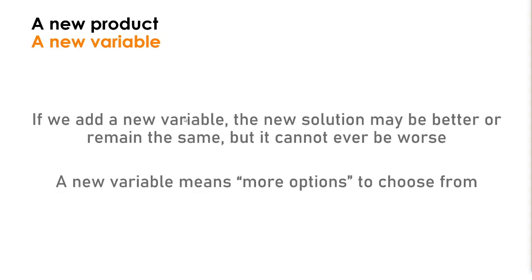So the relevant conclusion about this exercise is that when we add a new variable, which is a new possibility to our model, our system, another thing we can do that we couldn't do previously, the new solution we get may be better or remain the same. But it cannot ever be worse, because we always can have the solution that we had before having that new variable. Because a new variable means more options to choose from. So that's it. That is good news if that happens in our real system. New variables are a chance for us to improve. In the worst case, we will remain exactly where we were.